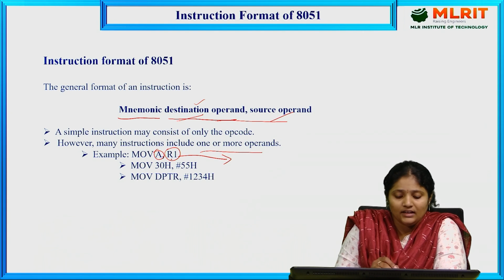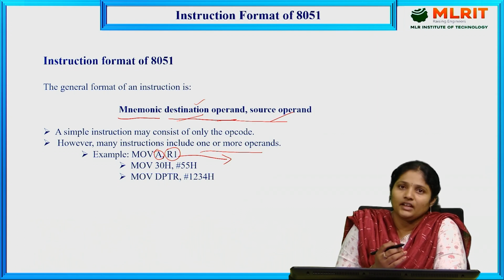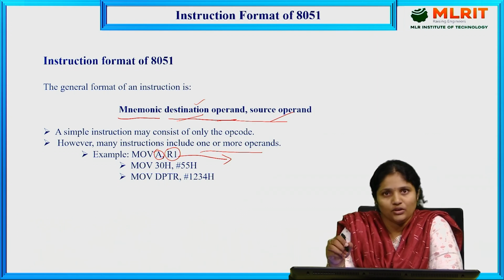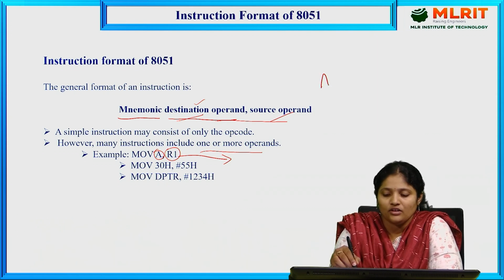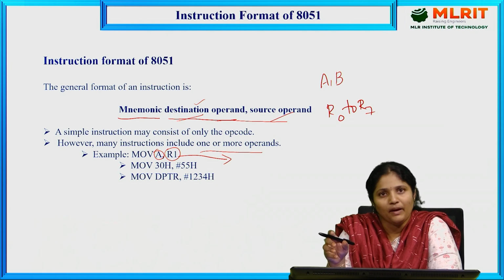Here the data present in register R1 will be copied to the register A. As you all know, the microcontroller has general purpose registers: the A register, the B register, and R0 to R7 registers. These R0 to R7 registers are there in 4 banks, bank 0 to bank 3. You can choose the bank before using the registers in that particular bank.